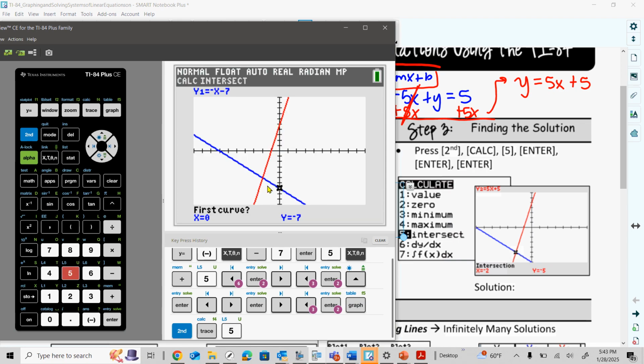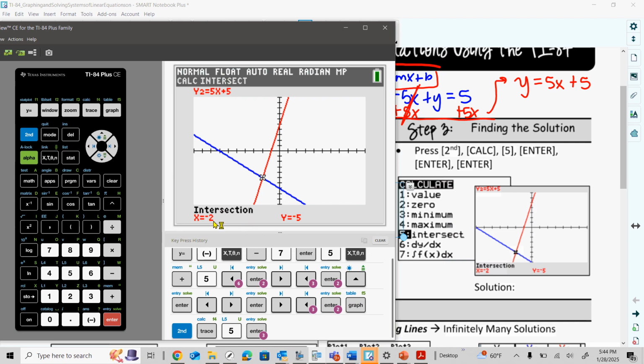Because right now, this cursor is on my blue line. And so I'm going to say, yes, I want you to choose, I'm telling the calculator to select the blue line. Then I'm telling it to calculate the red line. And then it's going to say guess. Oh, you want me to guess between these 2 lines? That's what the calculator is basically asking. I'm going to say enter again to say yes. And you see the word intersection. You have to see the word intersection to get a solution.